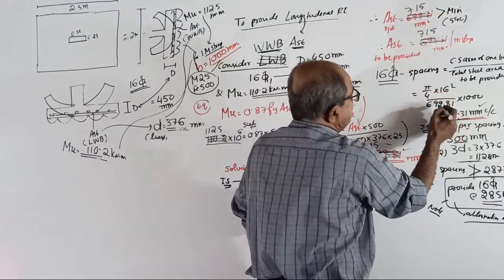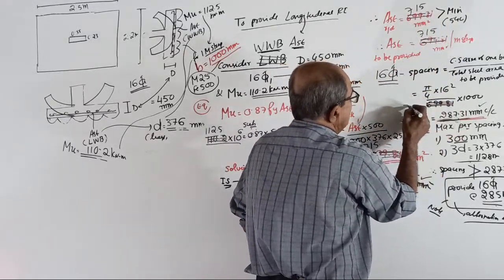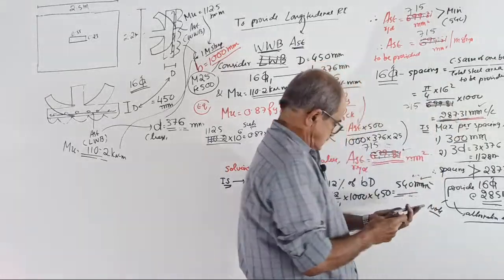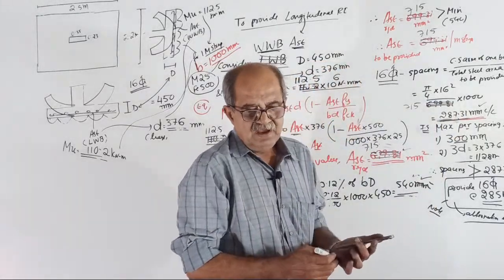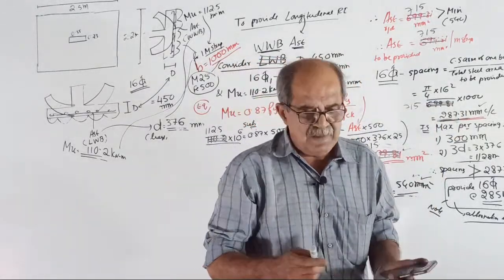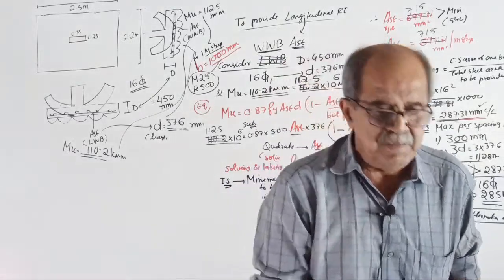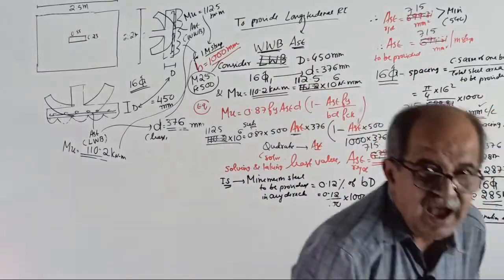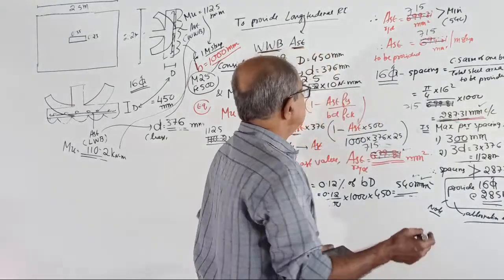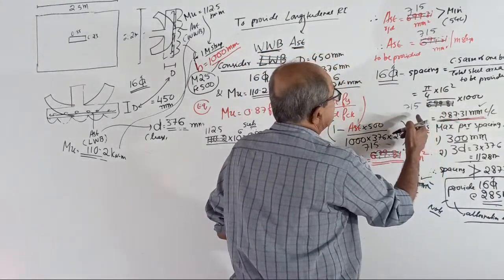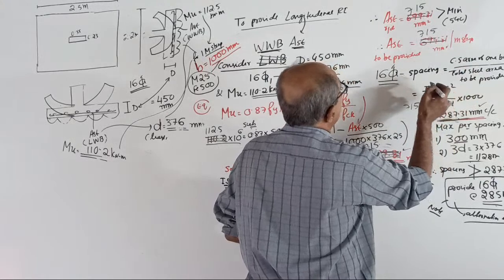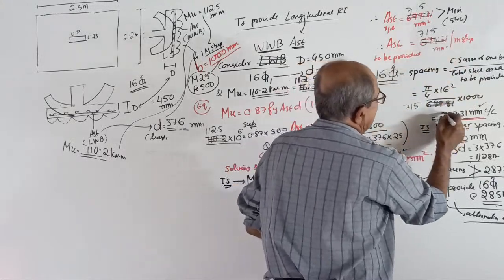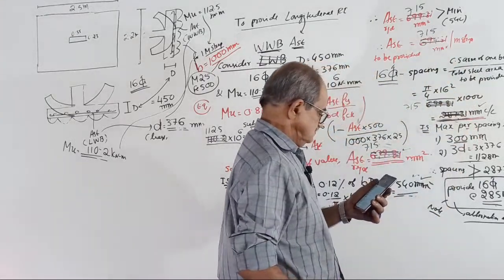Okay. Spacing, not 69. You should not do it this way. Remember, don't do like this. You should substitute once again and make a fair copy. Don't try like me. Actually, I should write once again. This saves time. Therefore, AST to be provided is how much? 715. Spacing. How much spacing?